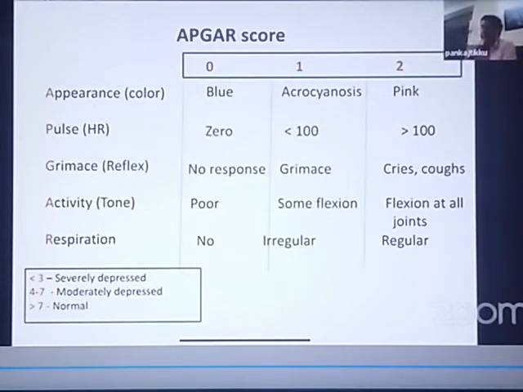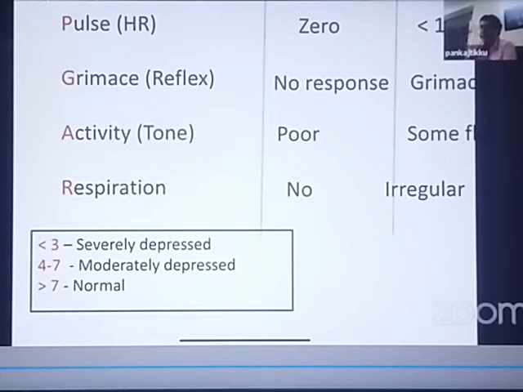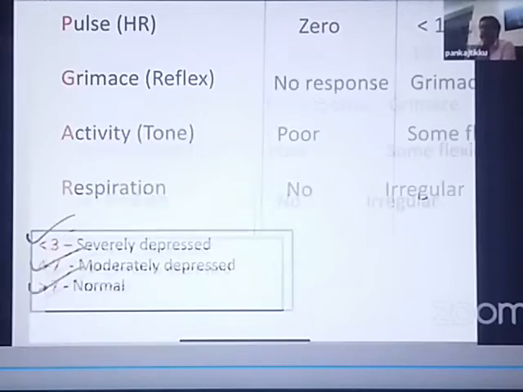So as I told you, if the Apgar score is less than 3, the child will be called severely depressed. If the Apgar score is between 4 to 7, the child will be called moderately depressed. And if the Apgar score is more than 7, the child will be called a normal child. Right? So this I have already told you. And the maximum score is out of 10.